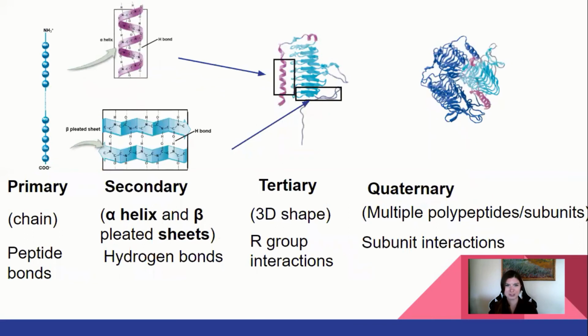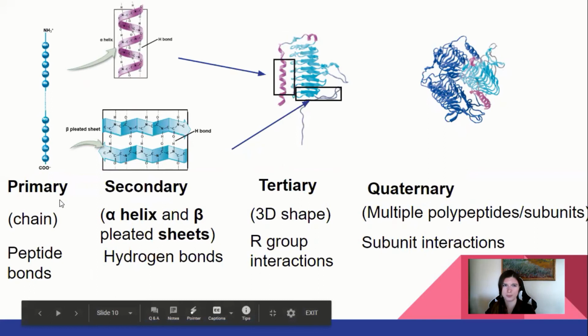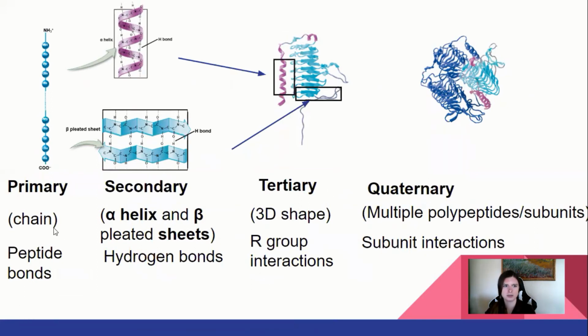So I love tables, so I made you one. So this shows you the level of structure, primary, secondary, tertiary, and quaternary. Tells you the shape. So the primary structure in a protein is a chain. The secondary structure is an alpha helix or a beta pleated sheet. Tertiary is some crumpled 3D shape. And a quaternary structure is multiple subunits built from multiple original polypeptides.